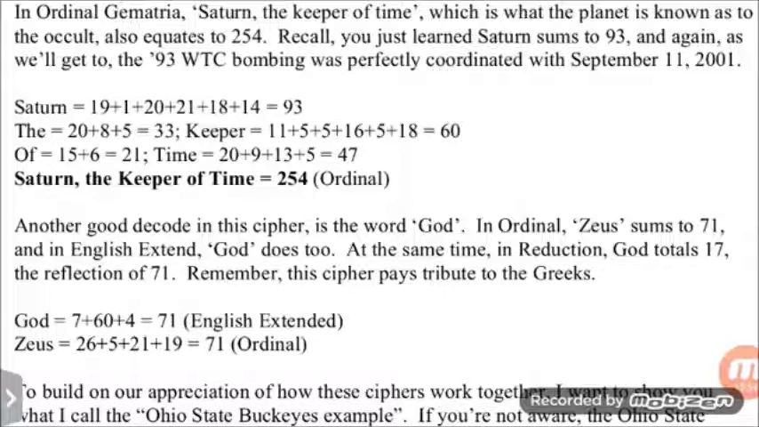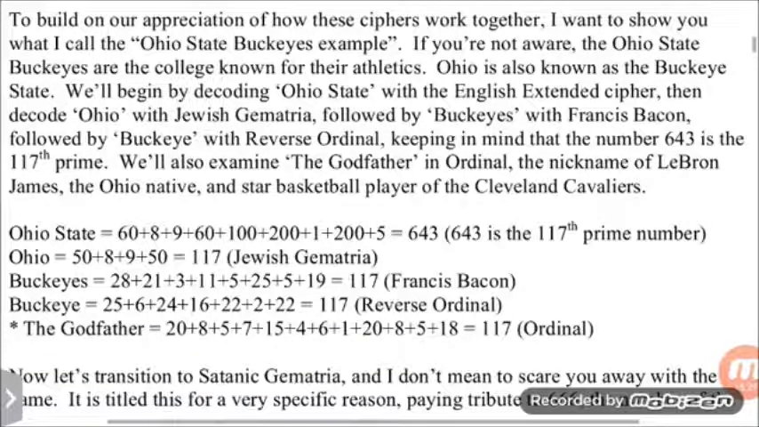Another good decode in this cipher is the word God. In ordinal, Zeus sums to 71, and in English extended, God does too. At the same time, in reduction, God totals 17, the reflection of 71. Remember, this cipher pays tribute to the Greeks. God equals 71 English extended. Zeus equals 71 ordinal. To build on our appreciation of how these ciphers work together, I want to show you what I call the Ohio State Buckeye example.